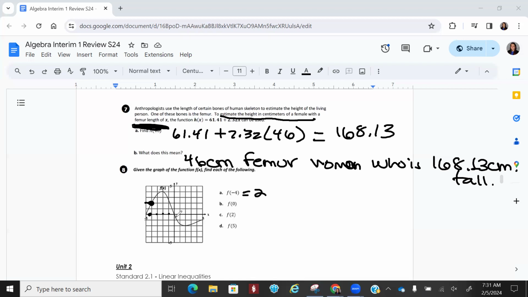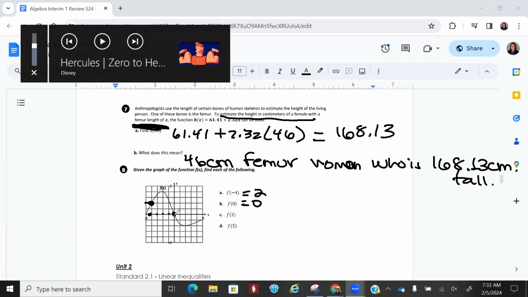We're going to do the next one. When X is 0, where does it meet the line? Well, it happens to be at 0. Can you try C and D? Okay, so F of 2. When X is 2, it meets the graph at -2. When X is 5, it meets it at -1.